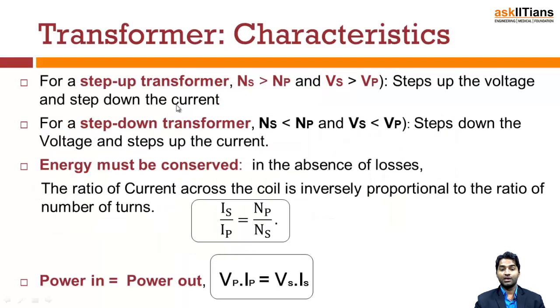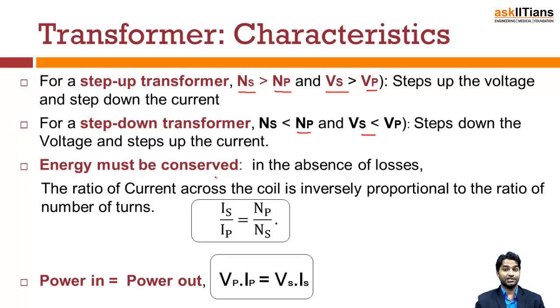Now, what are the transformer characteristics? In case of step up, we know that the secondary voltage is greater than the primary, or Vs is greater than Vp. Similarly, in case of a step down, the primary is greater than the secondary, or Vp is greater than Vs.